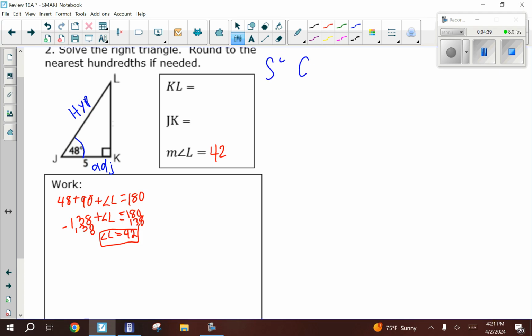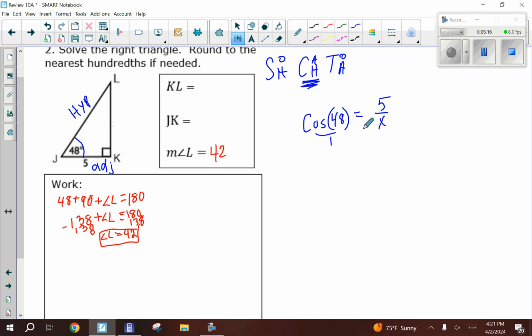So it's going to be some old hippie, here we go, CAHTOA, SOHCAHTOA. Okay, so if I want to use the hypotenuse and the adjacent, that's going to be cosine. So in order to solve for JL, I'm going to have to set up the cosine of 48 equal to the adjacent on top of the hypotenuse. Now the adjacent is 5 and the hypotenuse, that's unknown, so I'm going to put that as x.